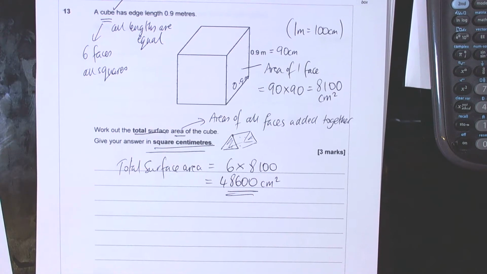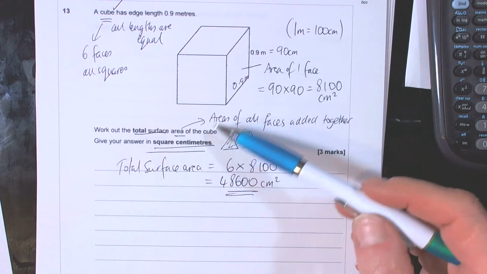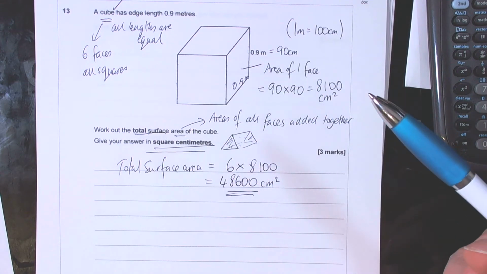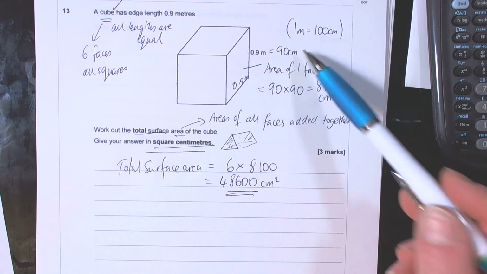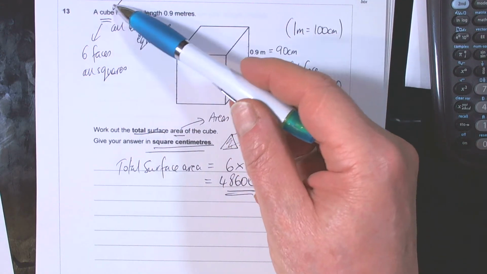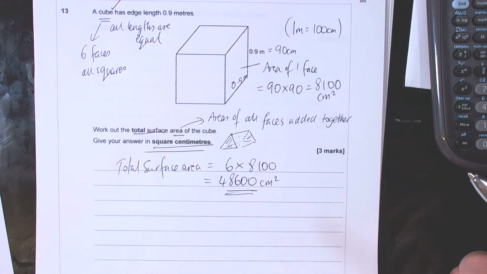Okay, so with this kind of question, be careful that you recognise that they're talking about two different units, so convert one to the other. They wanted the answer in square centimetres, so we had to turn metres into centimetres, and recognising the properties of the shape helps do the question.